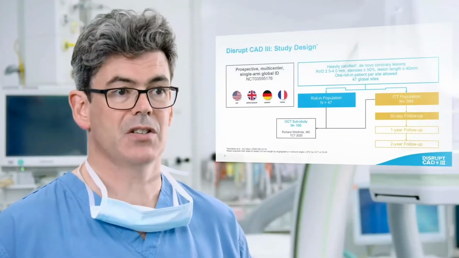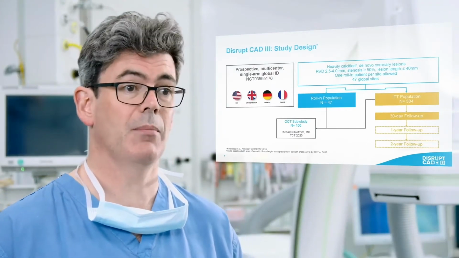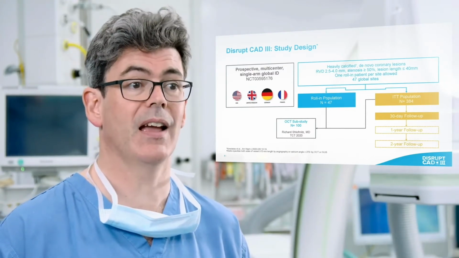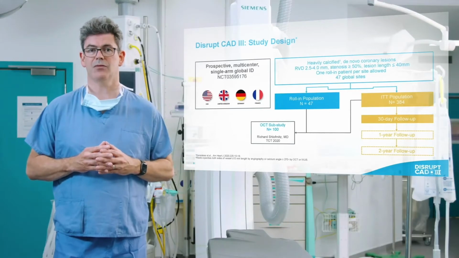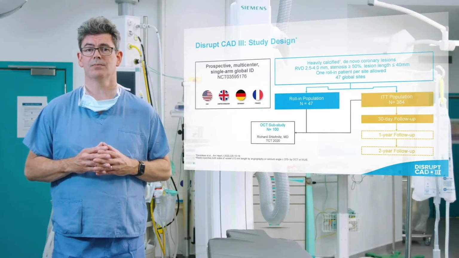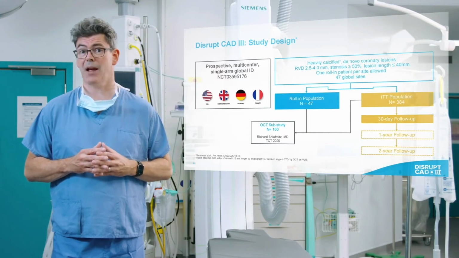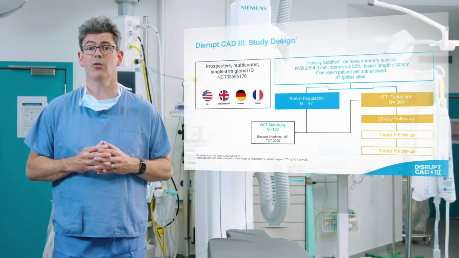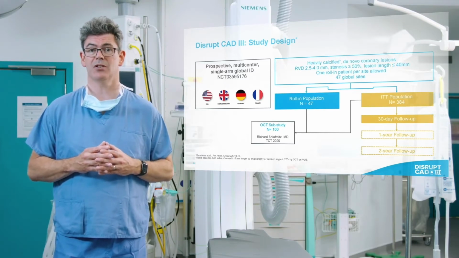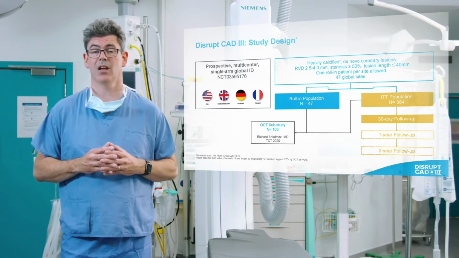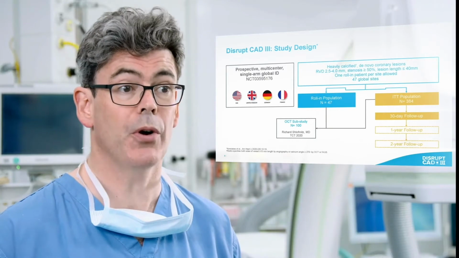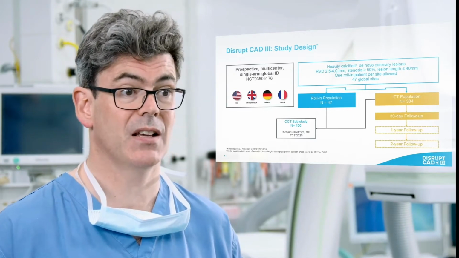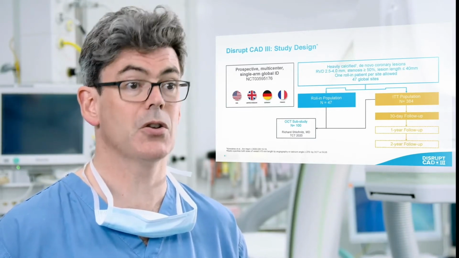The CAD III study design is a prospective, multi-center, single-arm global IDE study performed in 4 countries: the US, UK, Germany, and France. Patients with heavily calcified de novo coronary lesions were enrolled. This definition includes radiopacities on both sides of the vessel extending at least 15 millimeters in length by angiography, or a calcium angle of at least 270 degrees by intravascular imaging. Reference vessel diameters had to be 2.5 to 4 millimeters, and stenosis severity had to be at least 50%, and lesion length had to be 40 millimeters or less.